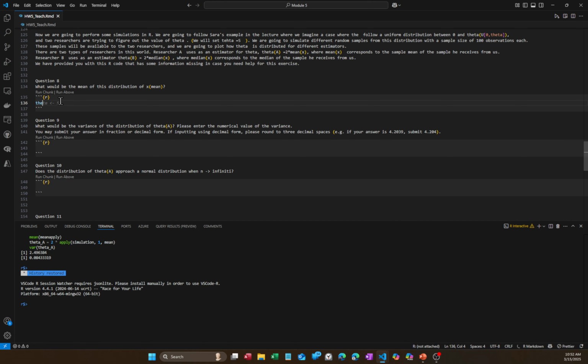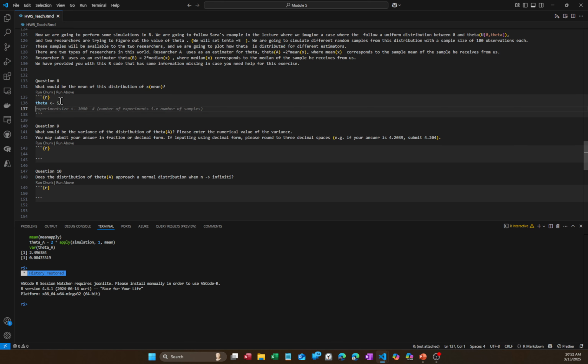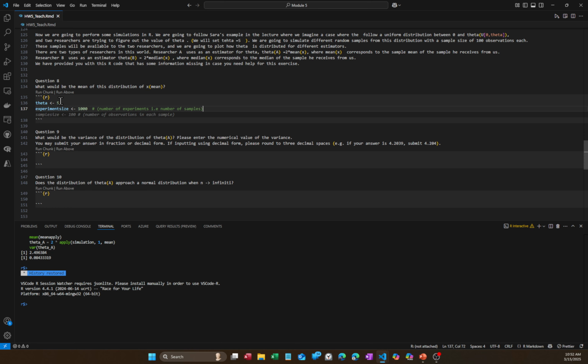So we have been told that theta is equal to 5 and experiment size is equal to 1000. That is the number of samples, and under each sample we have around 100 observations.